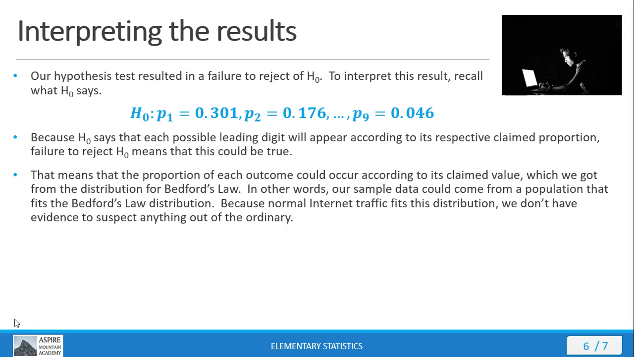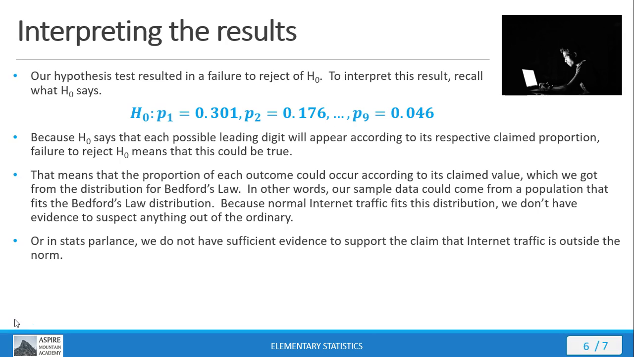And because normal internet traffic fits this distribution, which is what we get from our sample data, we don't have evidence to support there's anything out of the ordinary. The sample data fits what Benford's Law said it should fit, so we don't have any reason to suspect that anything untoward is occurring. Or in statistics parlance, we do not have sufficient evidence to support the claim that internet traffic is outside the norm.